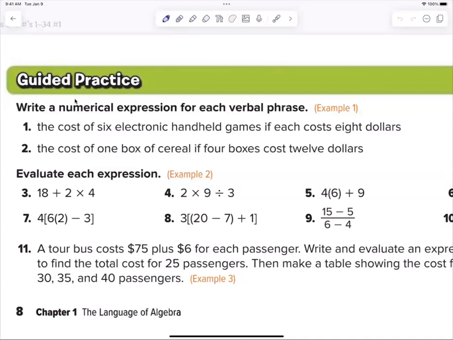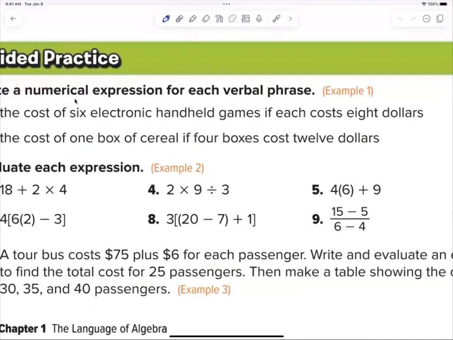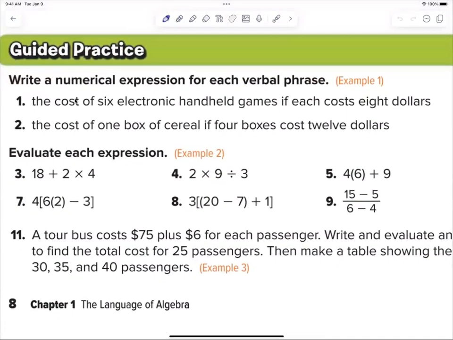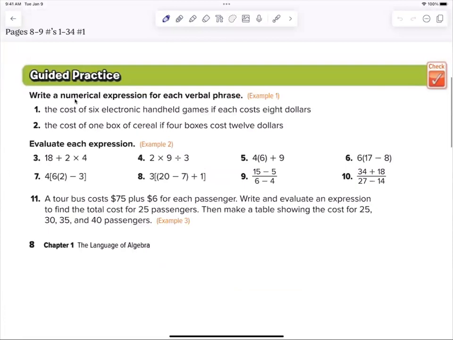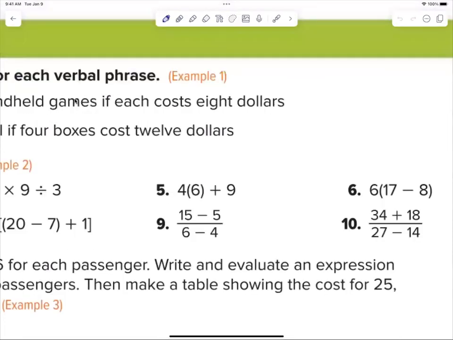If we're looking at question number 1, it says the cost of 6 electronic handheld games that each cost $8. So you're just going to write the expression. I don't care what the answer is. If you are buying 6 and each costs $8, then the expression is simply 6 times 8. That's it, guys. All you have to do is write 6 times 8.